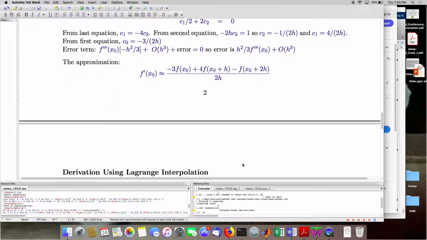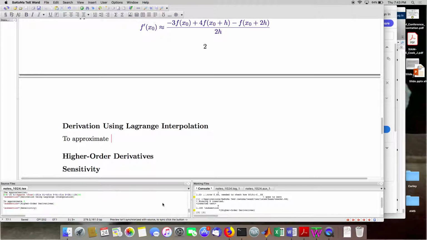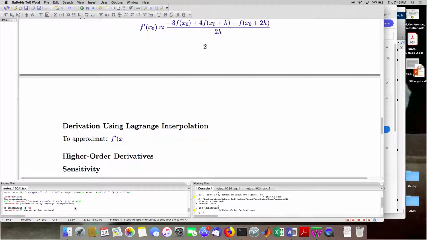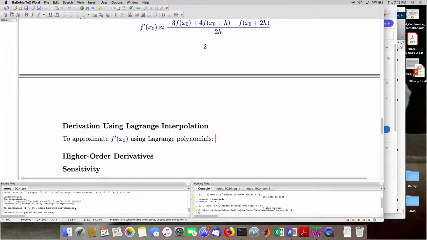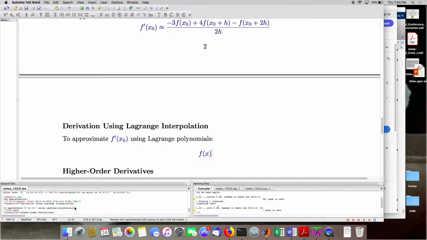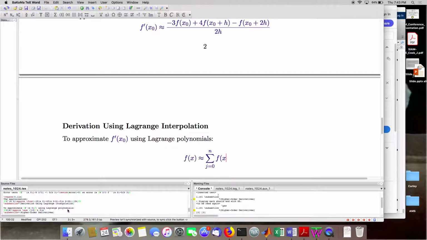But the other approach, Lagrange interpolation, makes it easier to get these error terms. So approximate f prime of x naught using Lagrange polynomials. What you do is you keep in mind that f of x is approximately equal to a sum. So if you're using n plus 1 points like we have been, f of x_j times the Lagrange polynomial at x.